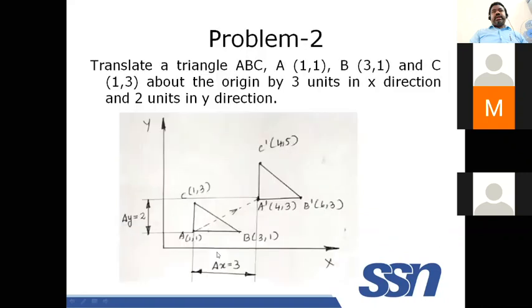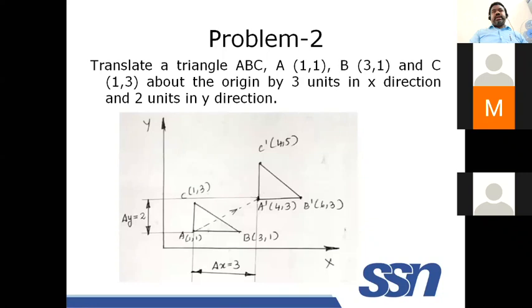Okay. Next one. This problem you have to do on your own. Look at the problem. Translate a triangle ABC. Coordinates are given: A, B, C, values given. About the origin by 3 units in X direction and 2 units in Y direction.